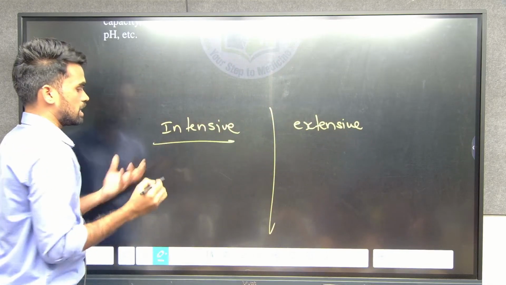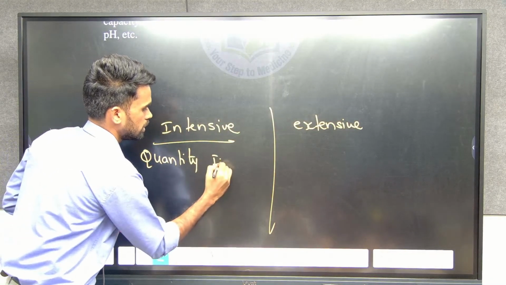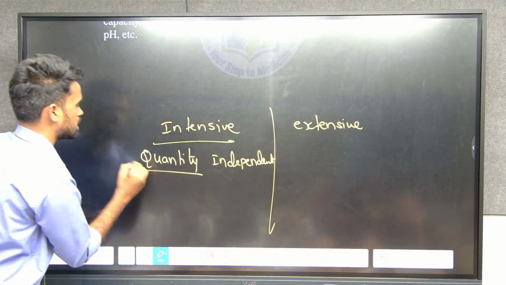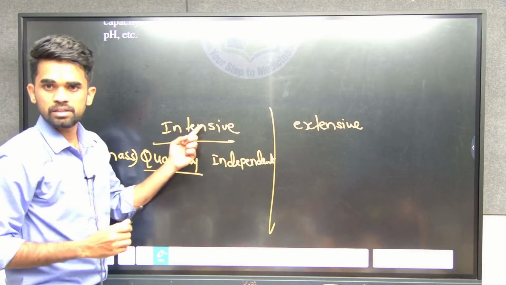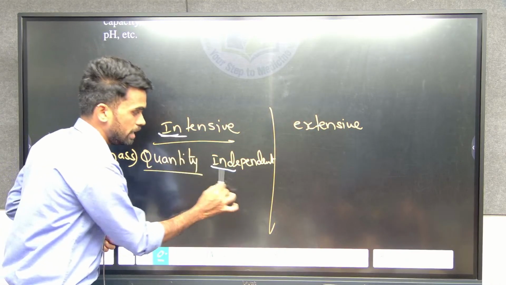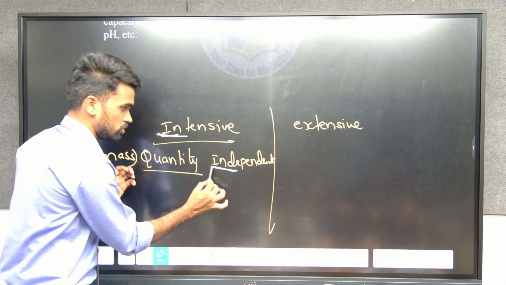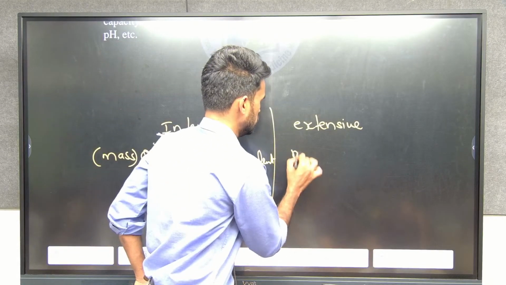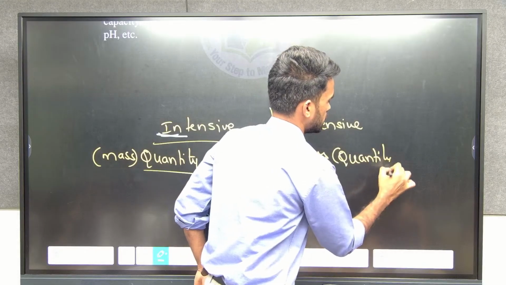Quantity means some amount or mass. Mass independent properties are called intensive. I will tell you how to understand that term. You just remember: intensive is mass independent or quantity independent. Next, extensive is mass or quantity dependent.